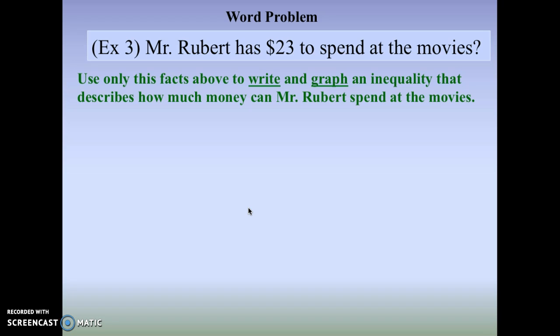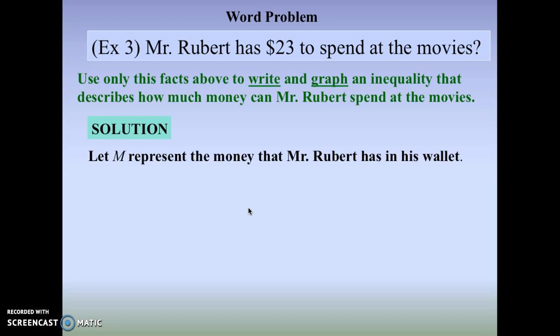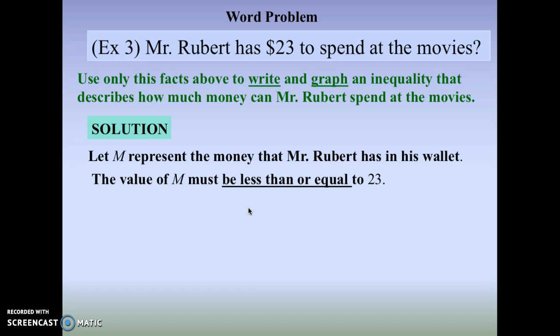Now, excluding all the negatives for right now, let's think about what the inequality would be. Well, let's let M be the money that Mr. Rubert has in his wallet. The value of M must be less than or equals to $23. I could spend $23 or I could spend less than that and keep some for myself. So the inequality is M is less than or equal to 23. Noticing that it is an inequality that is or equals to, we use a closed dot.